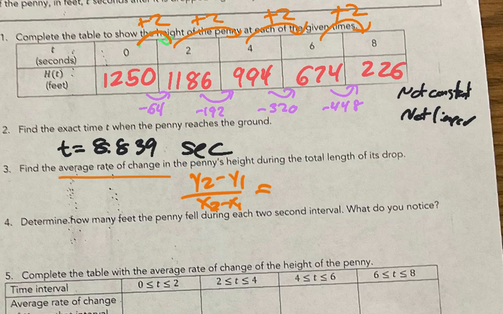This is the whole idea of my average rate of change over a big interval versus shrinking the interval to become an instantaneous rate of change. It's still an average rate of change.